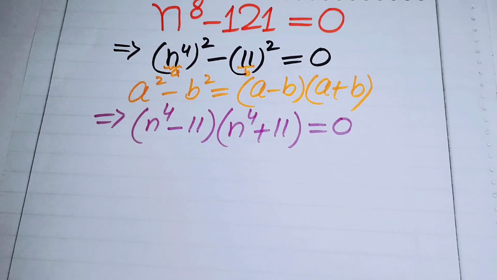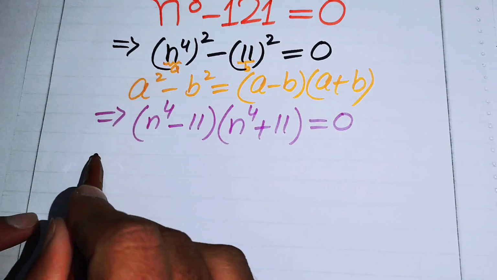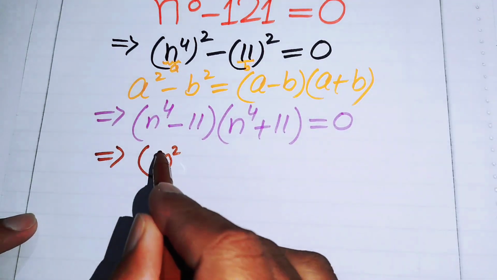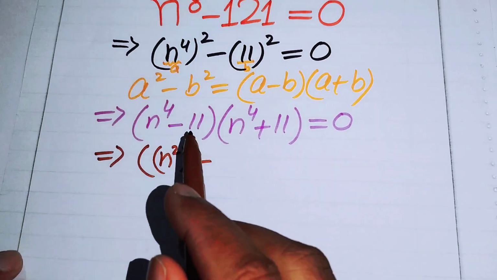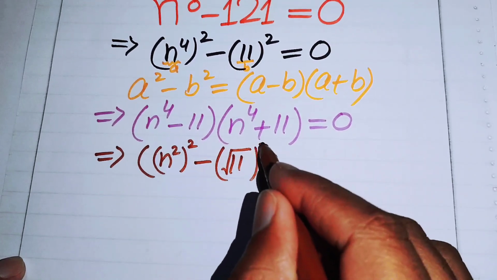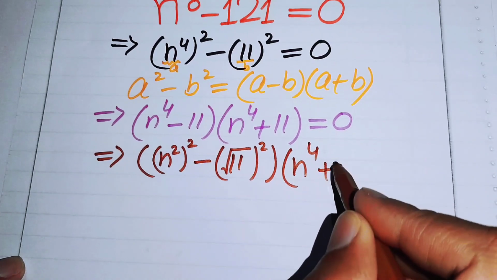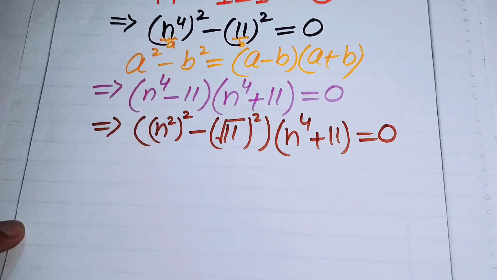So after this step we will again simplify this equation. First I can simplify the first factor, so that we can again write n to the power of 4 as n squared and its whole squared, minus we will write this 11 as square root of 11 and its whole square, and we write this factor as it is. So you have n to the power of 4 plus 11, and this whole equals 0.